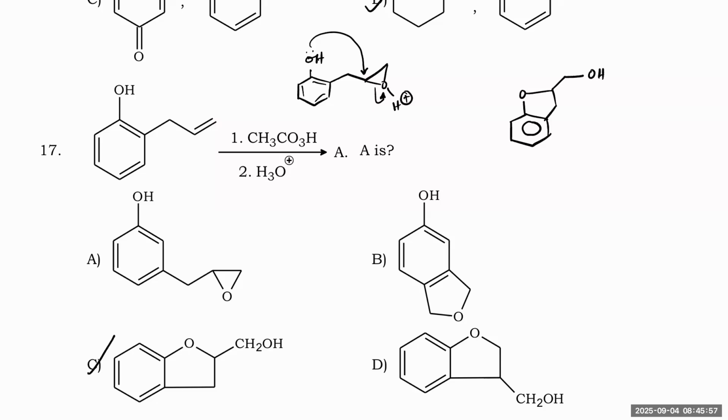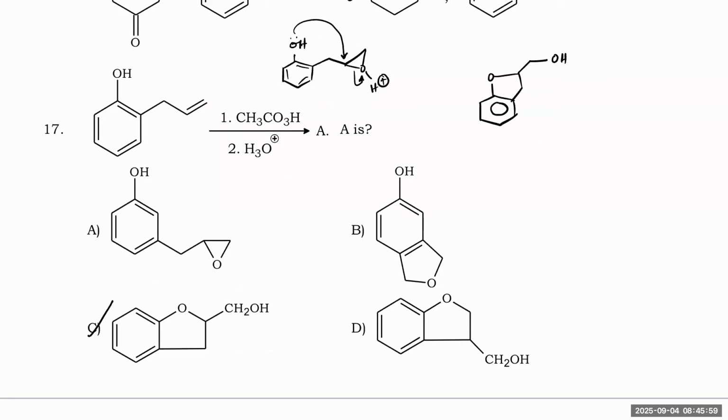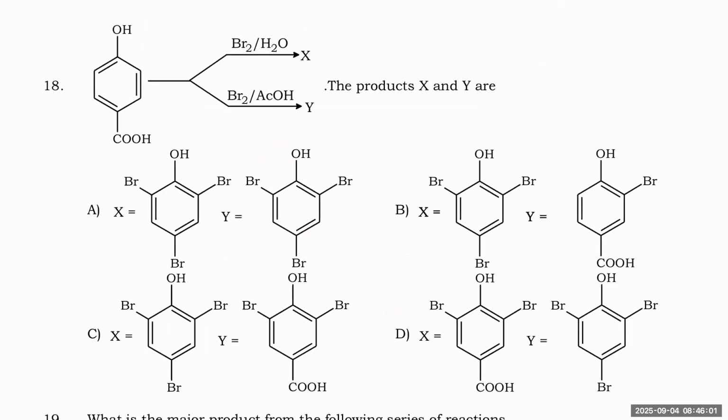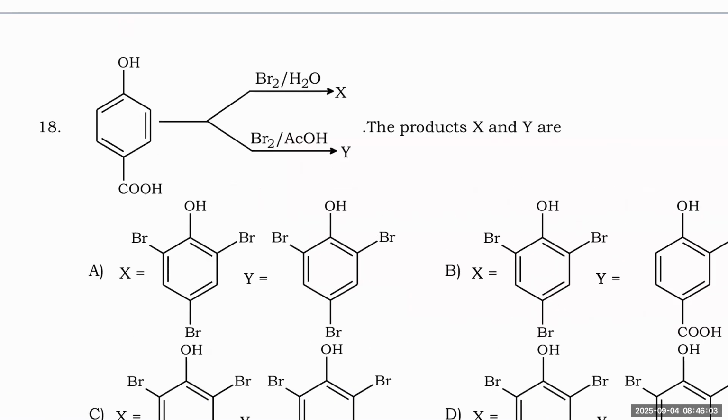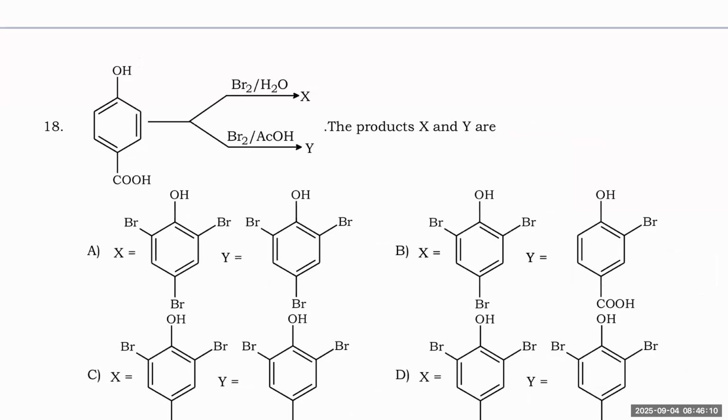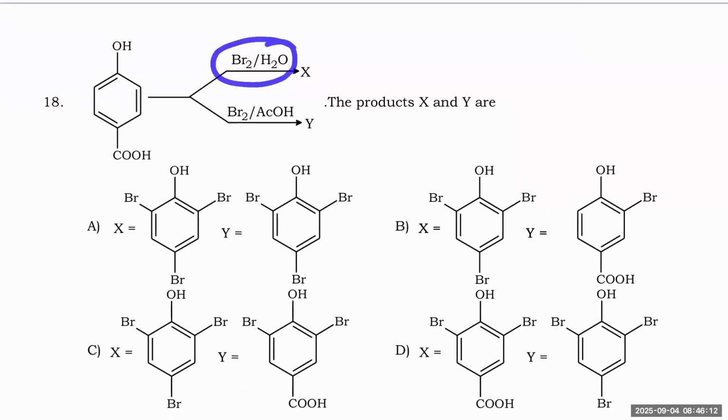Any doubt here, beta, on 17th? No, sir. Check out 18th. OH and Br2 here, Br2 and H2O here. In the first case, what would happen? It is only bromine water. So you will get Br and Br here, correct? So you will get this as phenol having Br here and Br here, like this.